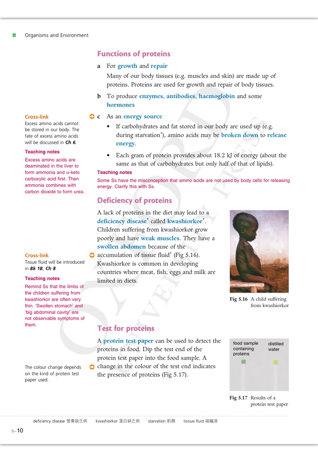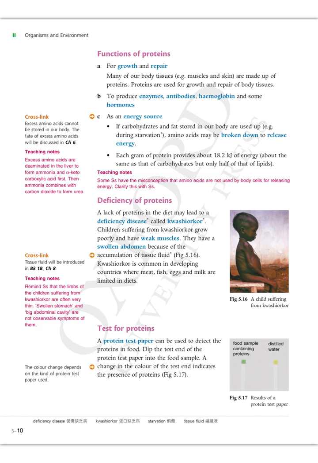You might be interested that our hair, our skin, our nails are made of a protein called keratin. It is the same protein found in animals' claws and horns. I would like to remind you that each gram of protein provides about 18.2 kilojoules of energy, which is about the same as that of carbohydrates, but only half of that of lipids.